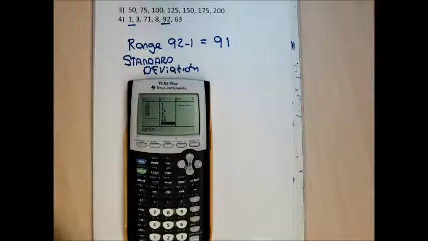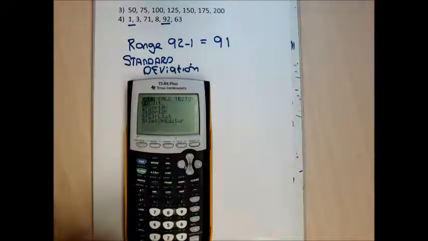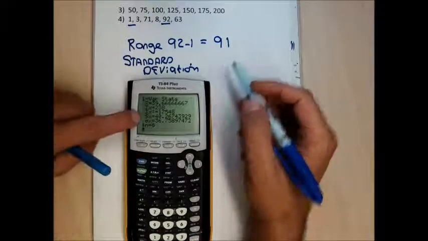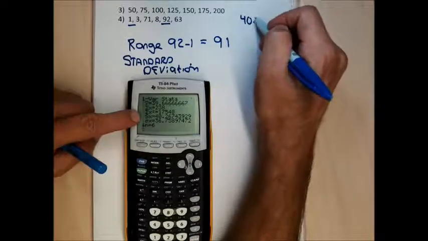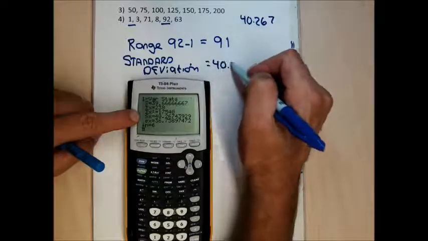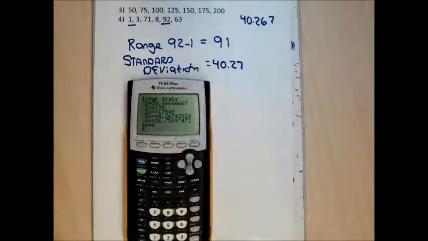Once I have the data in, I hit the stat button. I arrow over to calc, and I hit enter twice. And my calculator gives me 40.267, which I'm going to round to 40.27 for my standard deviation.